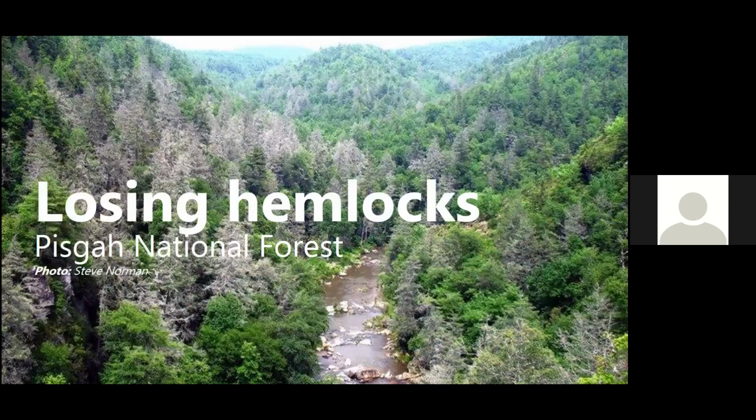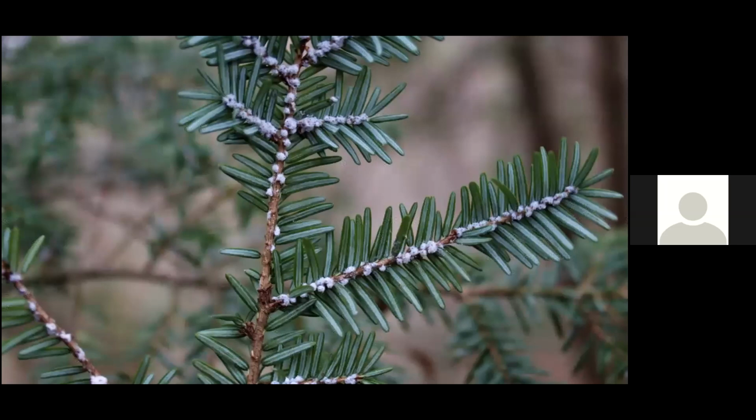And certainly, you know, we're losing not just a beautiful forest tree, one of the prettiest trees in our forest, we're also losing all those important ecosystem services that I just talked about. And so we really don't want to live in a forest that looks like this. So now I'm going to talk about the hemlock woolly adelgid.